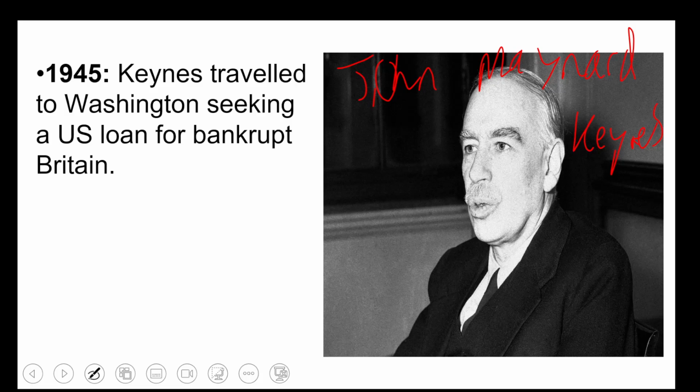And his job was essentially to travel to Washington and to negotiate a loan for Britain because Britain was bankrupt. So in 1945, John Maynard Keynes travels to Washington. Britain's bankrupt. There's been 6 years of total war. It's drained Britain's gold reserves. Its industry is completely exhausted. The British Empire is just economically shattered.